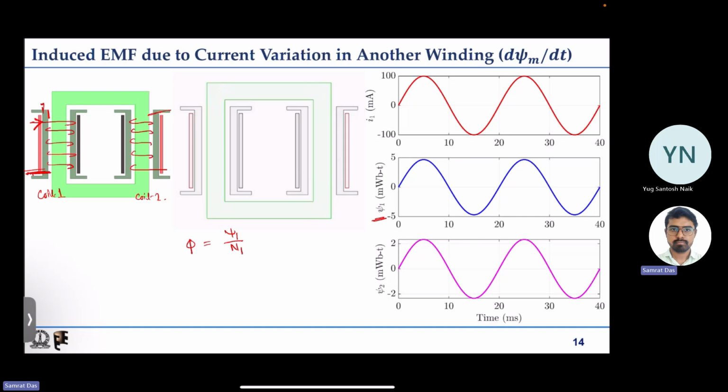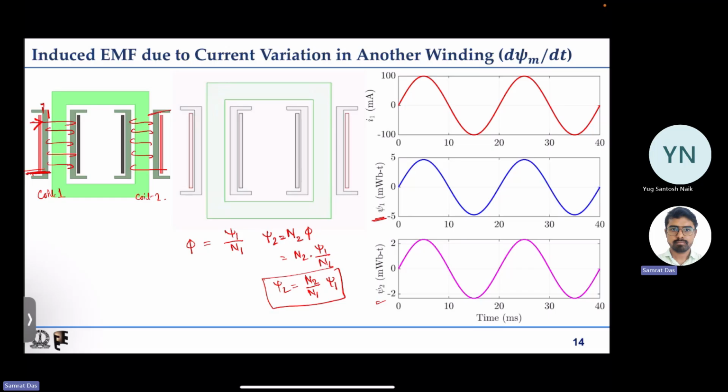Now this flux will get linked by the second coil. The second coil has some N2 turns, so the flux linkage of the second coil, psi 2, is equal to N2 into phi, and this phi is nothing but psi 1 by N1. So psi 2 is equal to N2 by N1 into psi 1. That is why I have indicated the amplitude difference between psi 1 and psi 2, considering there is some change in the number of turns. It can also be due to other reasons.